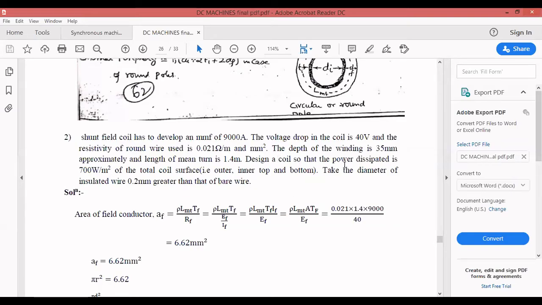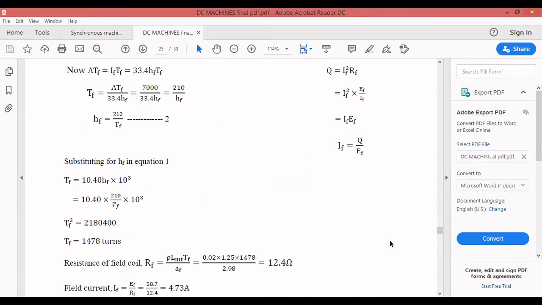Design a coil so that the power dissipated is 700 watts per meter square. Means per meter square, the loss will be 700 watts. What is the surface given? The total coil surface: outer, inner, top and bottom. We have to consider all the surfaces now.